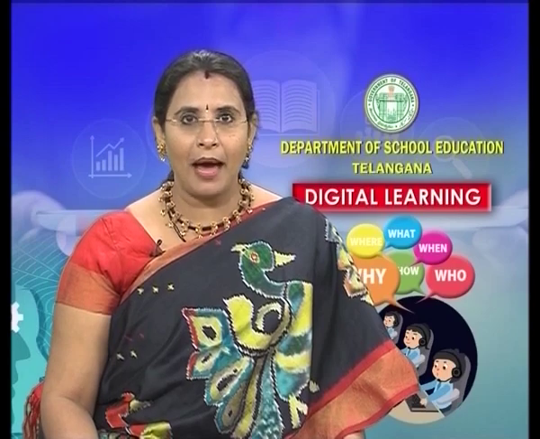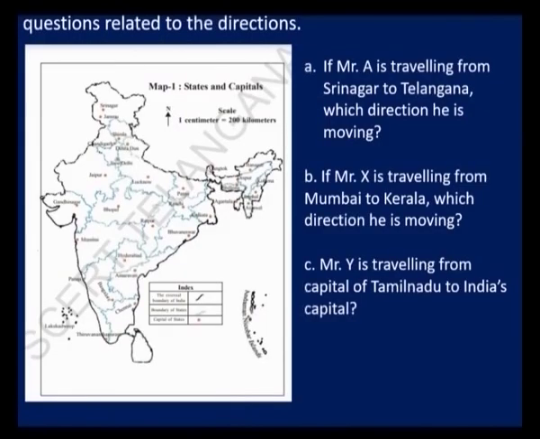Children, this is the map which is given on your page number 3, so you don't have to draw the map. You can refer to the map on your page number 3 and note down the questions. If Mr. A is travelling from Srinagar to Telangana, in which direction is he moving? If Mr. X is travelling from Mumbai to Kerala, in which direction is he moving? And if Mr. Y is travelling from the capital of Tamil Nadu to India's capital, in which direction is he moving?